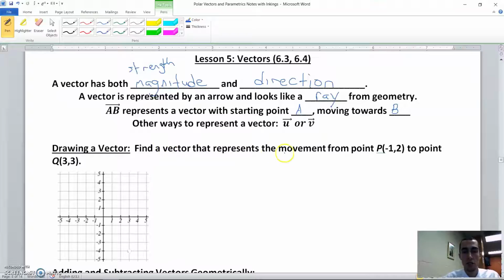Alright, so we want to find a vector that represents the movement from point -1, 2 to point 3, 3. So -1, 2 would start us right here. 3, 3 would end us right here. So the vector is going to be traveling in this direction. We use an arrow to indicate that it's traveling from here and going in that direction.